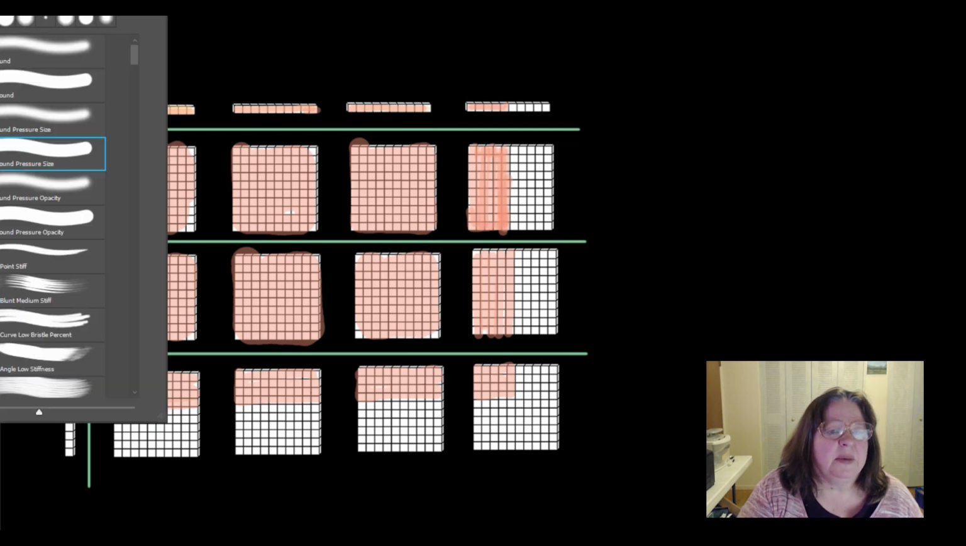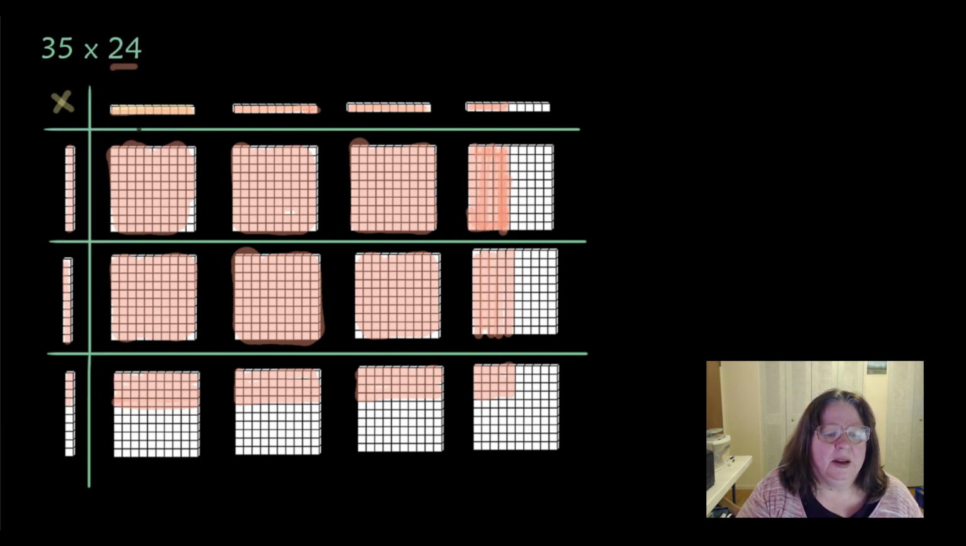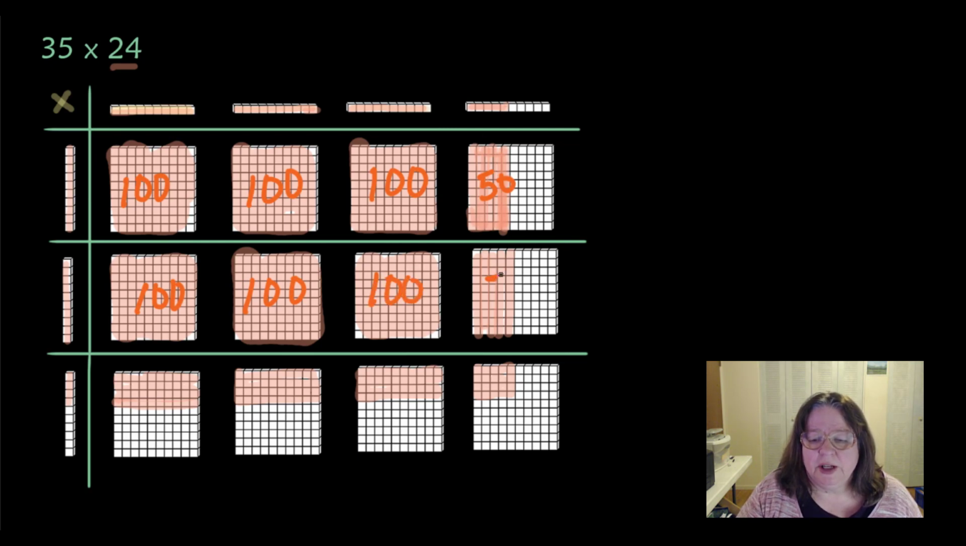And let's add them up. We have 100 here, 100, 100, 50, 100, 100, 100, and this was 50 again. And this was 40, 10, 4 rows of 10, 4 rows of 10, and now we have 20.